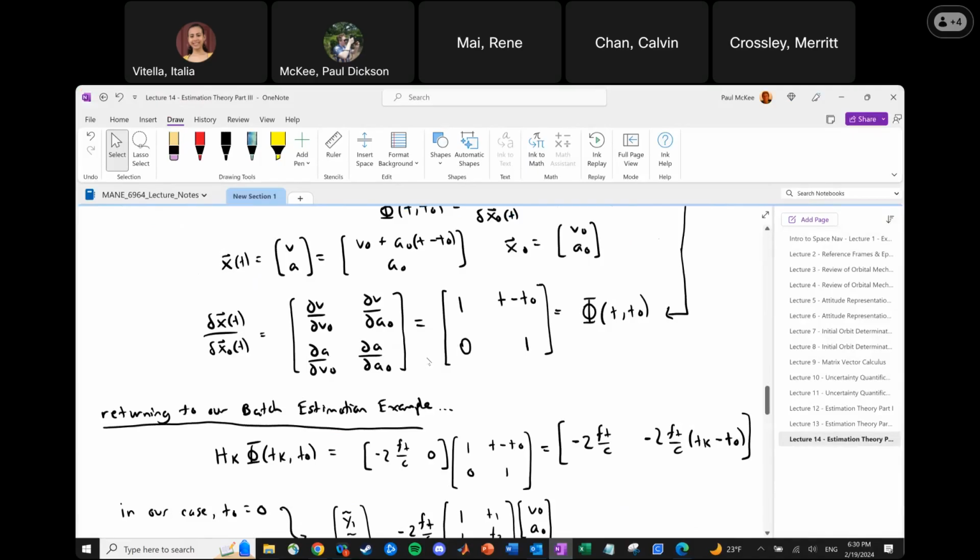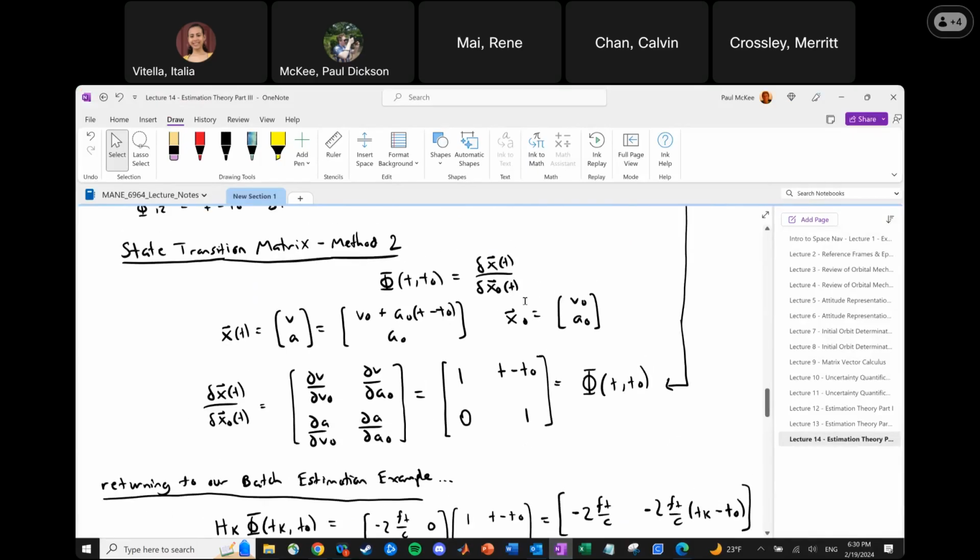Yeah. So method 2 is essentially just taking the derivative of the state with respect to the initial state. That's pretty straightforward, although you need to actually have equations that you can take derivatives of. And if these were vector equations, we would start getting into matrix vector calculus.